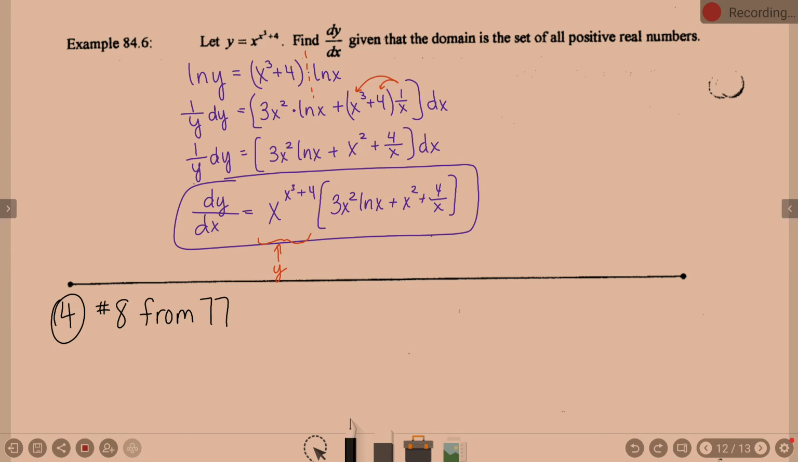Number 4 becomes 8 from 77. Is your substitution of the day.